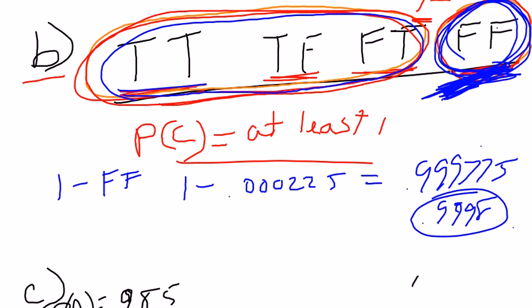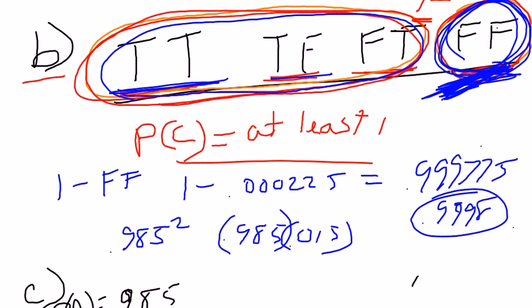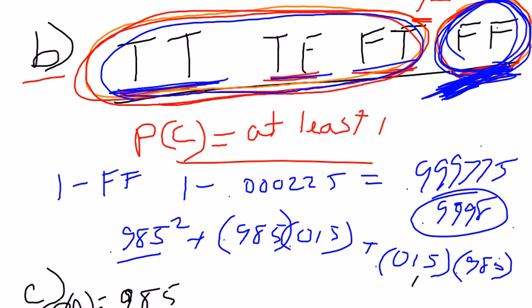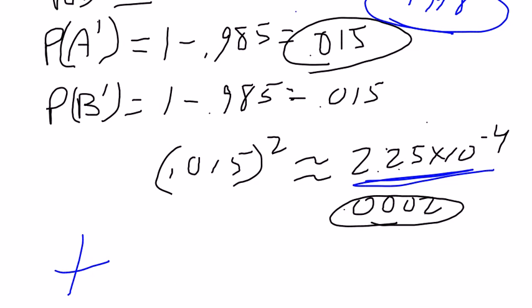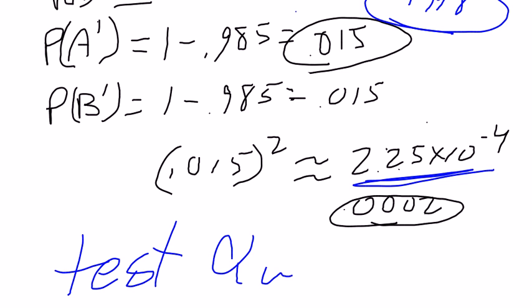The other way to do it would be to do that, which is 0.985 squared, plus that, 0.985 times 0.015, plus that, 0.015 times 0.985. So if I take this, plus this, plus this, I'm also going to get 0.9998. This is a test question.